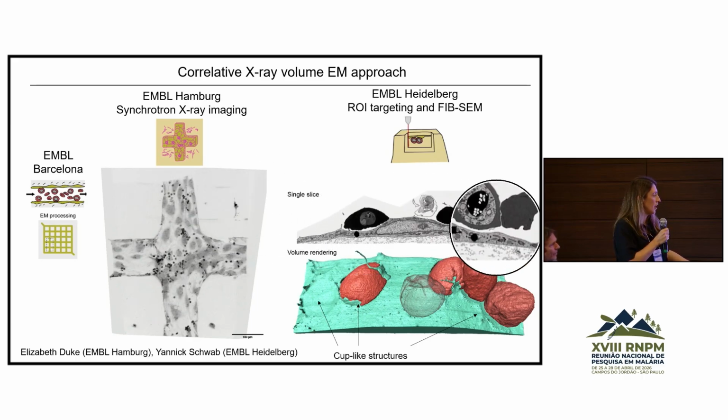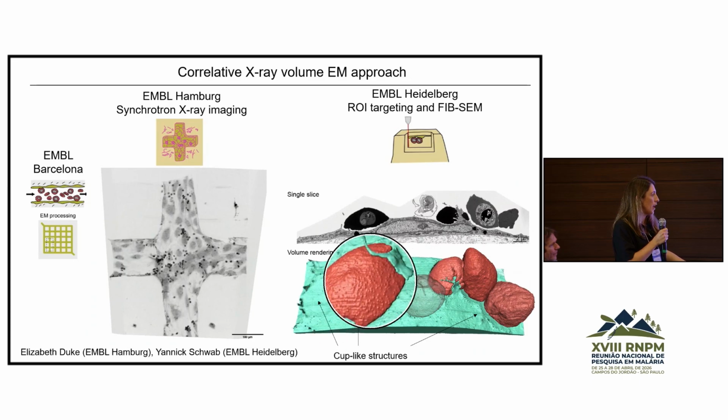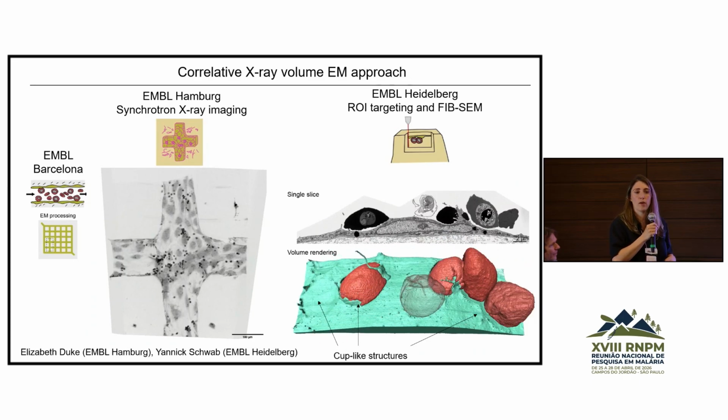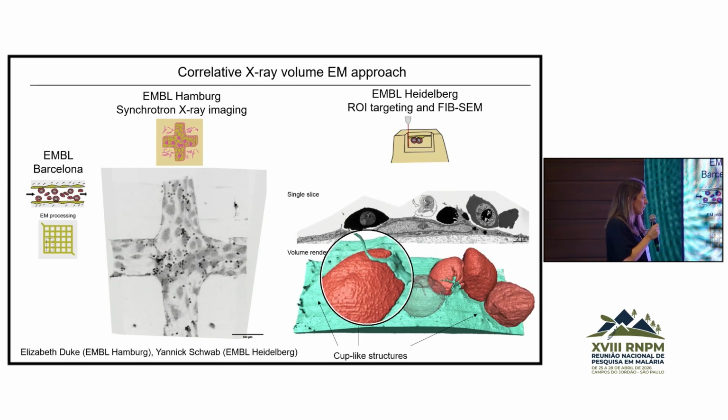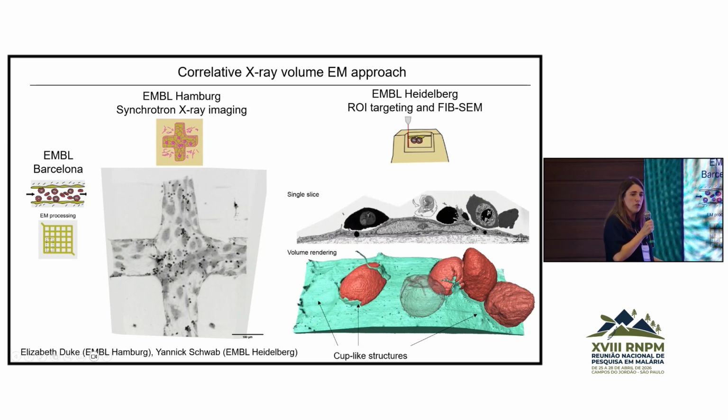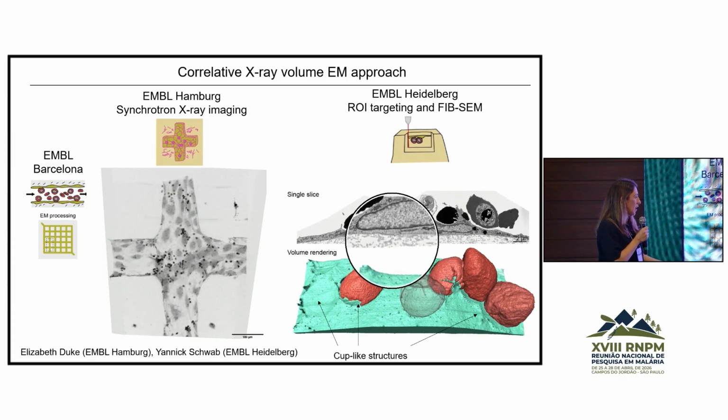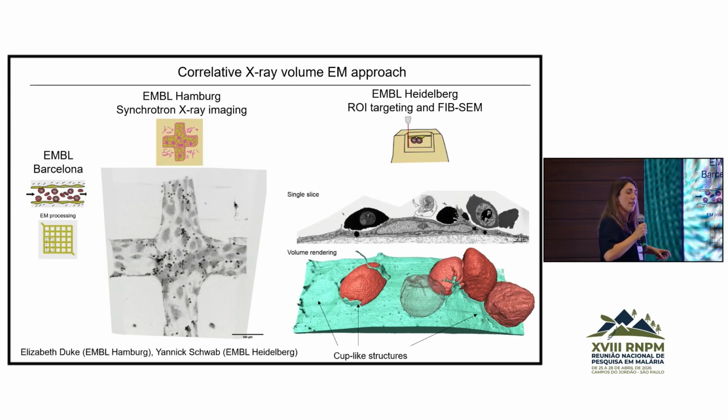So this is a slice, but then we can have a 3D reconstruction of how the malaria parasites are interacting with the endothelial cells. And one of the things that was most striking is the appearance of these cap-like structures in the endothelial cells that are causing these projections in the interaction site with the infected red blood cell. So the endothelial cells are hugging and wrapping up the parasite.